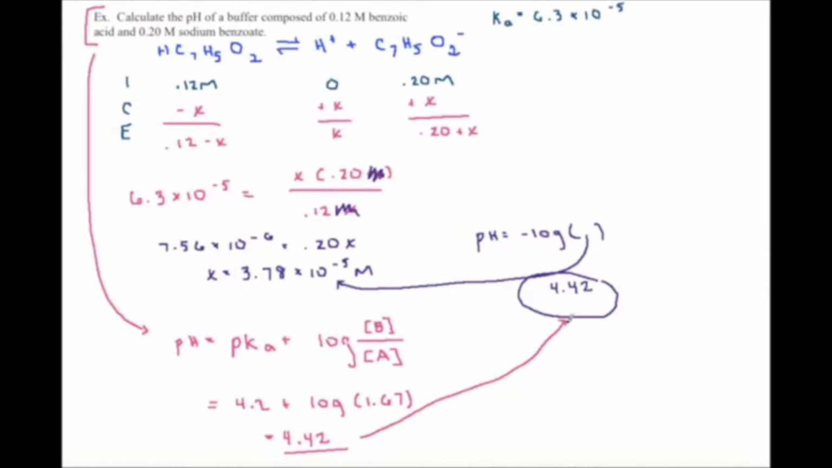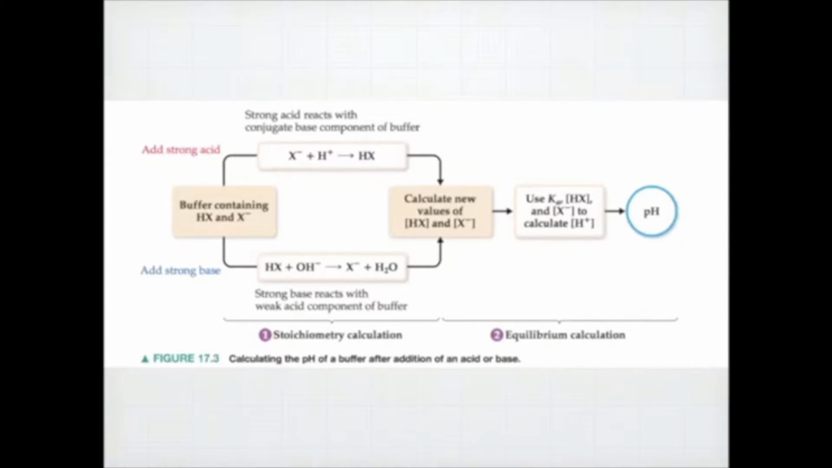I personally prefer to use ice charts. However, obviously the Henderson-Hasselbalch equation is much quicker to solve. So in order to calculate the pH of a buffer that has had an acid or a base added to it, what you need to do, let's say for example, a strong acid is added to a buffer.